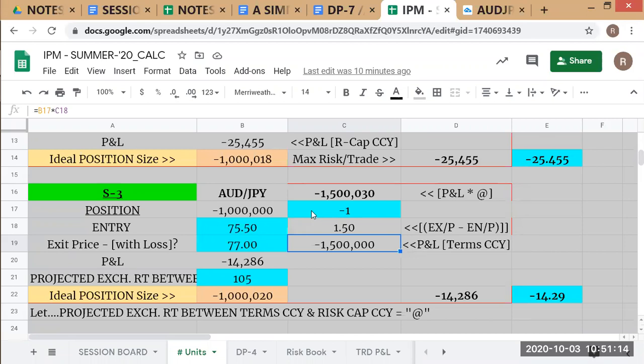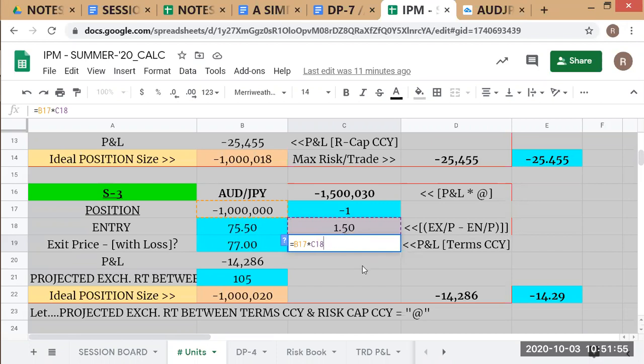Here I've just assumed a certain amount in position size. So let's say this 1.5 PNL in terms currency is what? 1 million, remember, 1 million Aussie, not 1 million US dollars. This 1 million is the base asset position, so units of base asset. Aussie is the base asset. So here 1 million Australian dollars times the figure here, which is nothing but exit price minus entry price, which you can see, 75.5 to 77, is 1.5 yen.